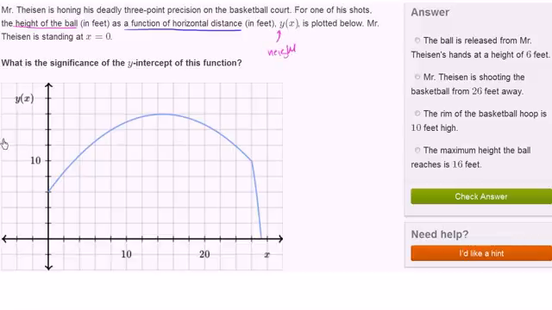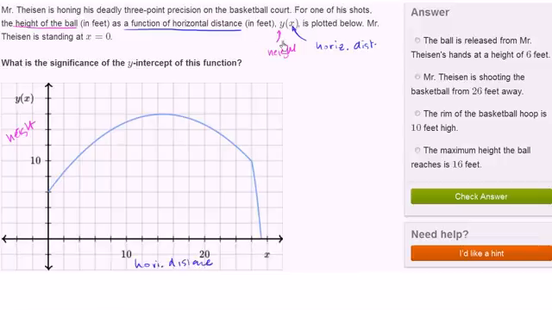So our y-axis is going to represent height. And it is a function of x. So x must represent horizontal distance, because height is a function of horizontal distance. So this right over here is horizontal distance. So this is horizontal distance.